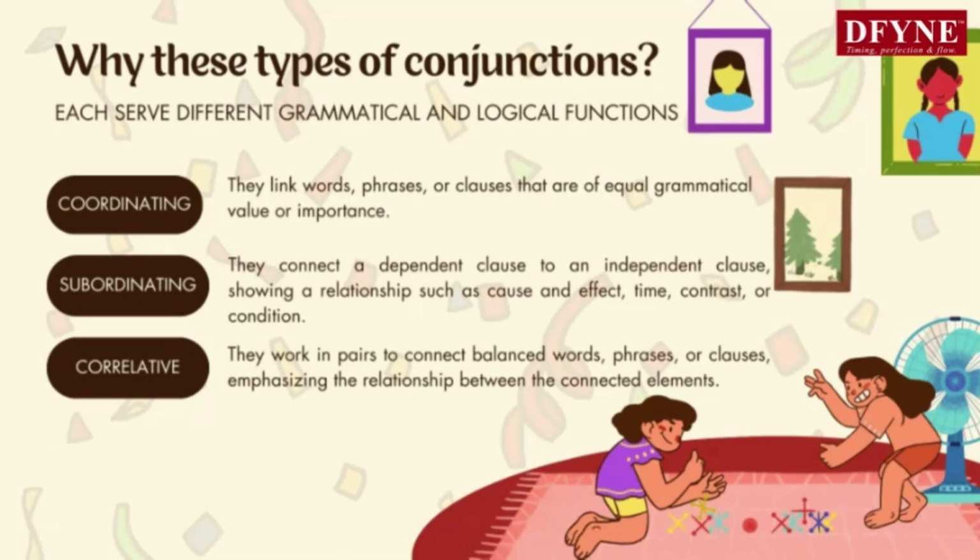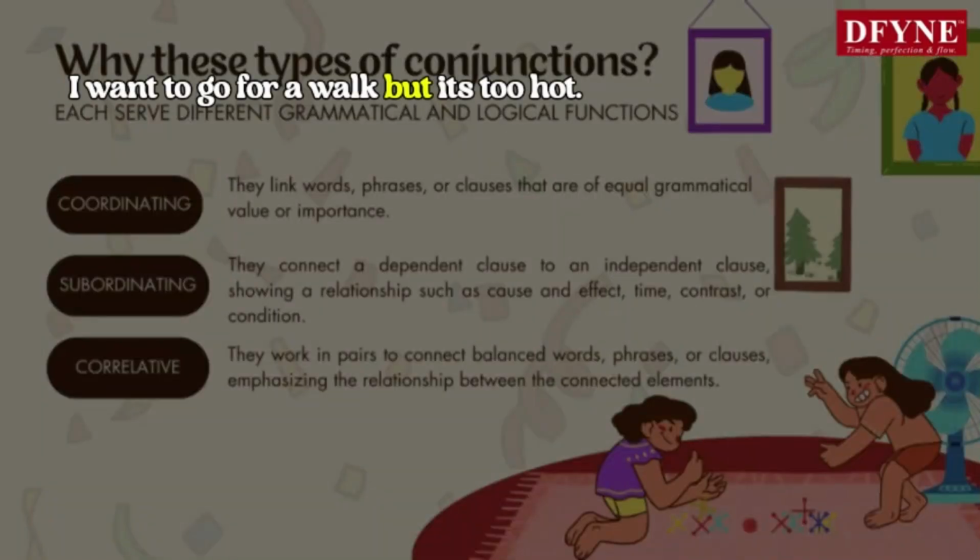For example, coordinating conjunctions combine two or more ideas that are of equal importance. There is no dependence of one element on another. I want to go for a walk, but it's too hot. Here, but combines two clauses that are independent and equally important.